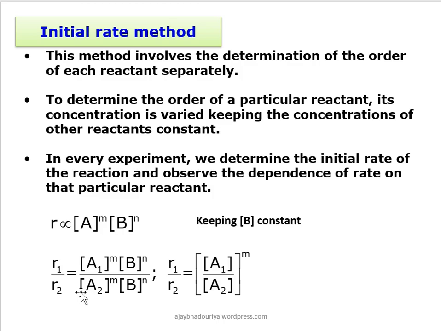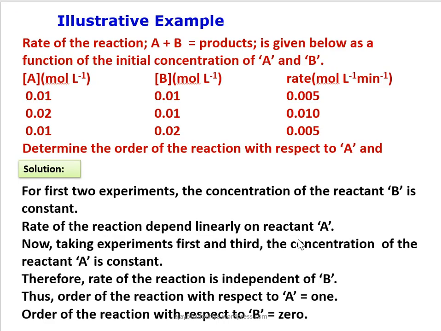And in the second, the concentration of B remains constant. R2 is equal to A2 power m and B to the power of n. It means these values will become cancelled. So R1 upon R2 is equal to A1 upon A2 raised to the power of m. So by knowing the value of m, we can calculate the order of reaction. This is a very important question, and generally it is asked in the exam.